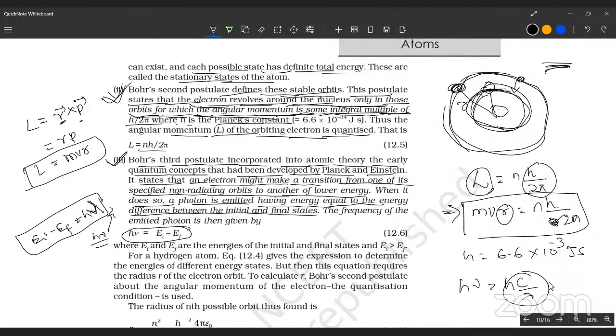So let us stop here. We will discuss the rest of this chapter in the next part 2. The rest of the chapter means again the energy calculations and radius calculations, and also the second quantization theory of Bohr. All these things we'll discuss in the next class.